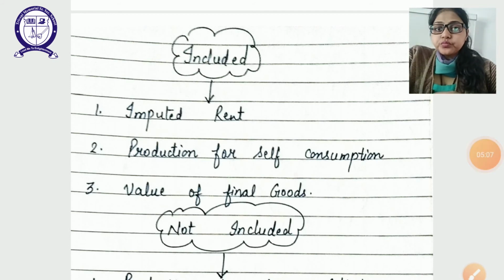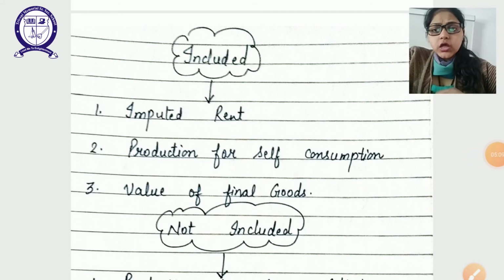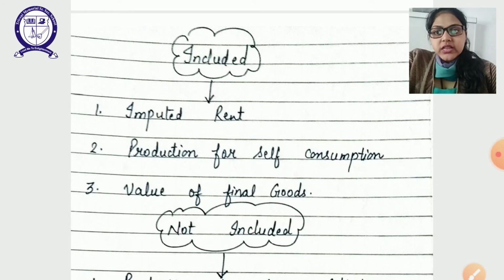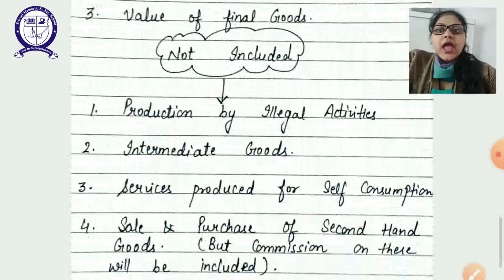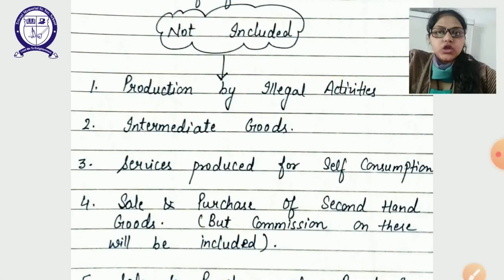Now, what are to be included in national income and what are not to be included in national income? Firstly, what are to be included? That is your imputed rent. Imputed rent means the rent on your own property. Second one is production for self-consumption, and third one is your final goods. Only final goods will be included and intermediate goods will not be included.